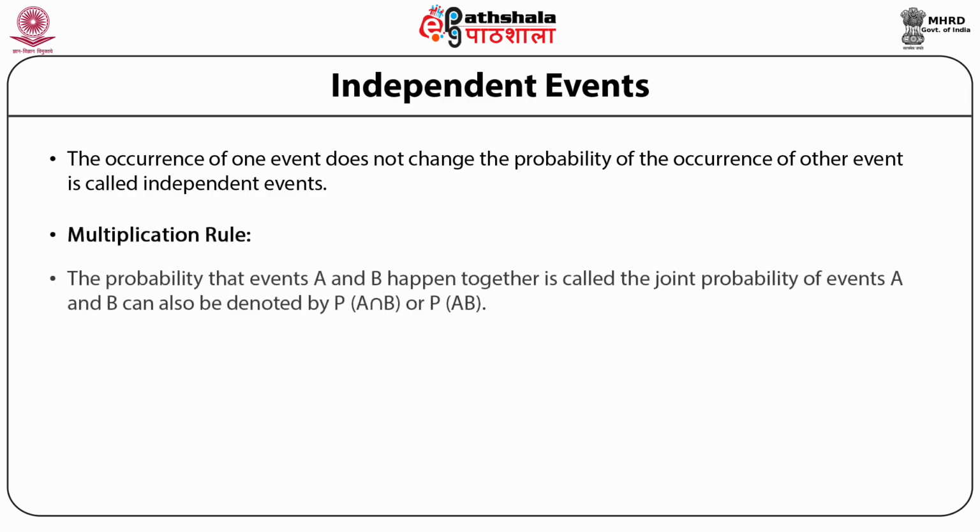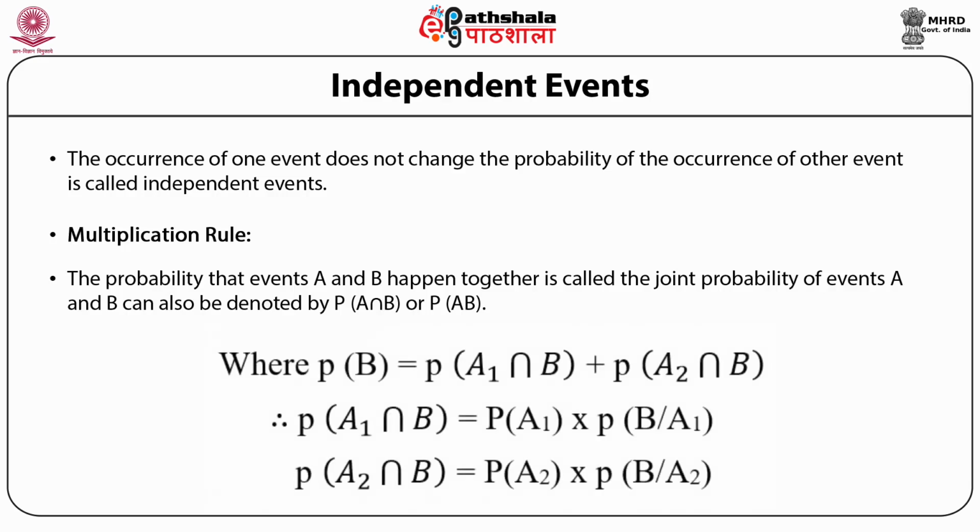Multiplication rule. The probability that events A and B happen together is called the joint probability of events A and B, and can also be denoted by probability of A intersection B or probability of A into B. The probability of event A1 given that B has already occurred is the probability of A1 intersection B divided by the probability of B, and similarly the probability of A2 given B. Since B occurs in combination with the two events A1 and A2, the probability of B is defined as the probability of A1 intersection B plus the probability of A2 intersection B. And the probability of A1 intersection B is equal to the probability of A1 multiplied by the probability of B given A1, and similarly for A2.